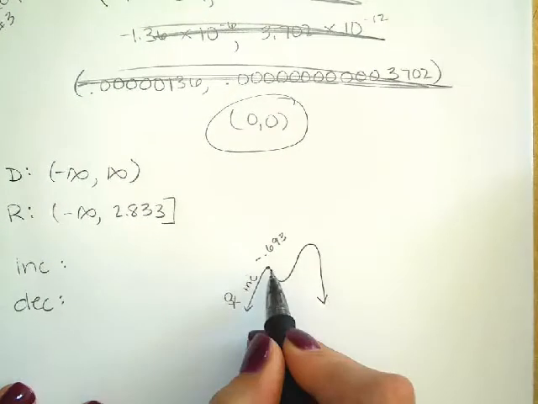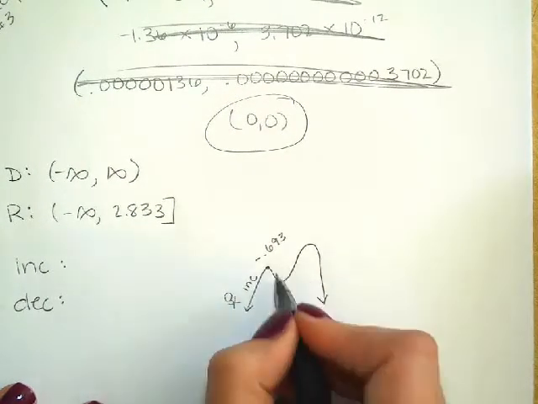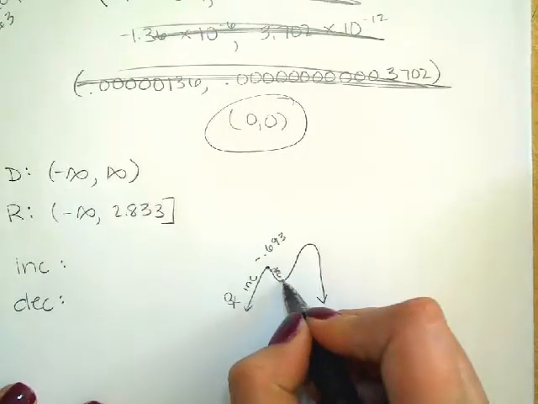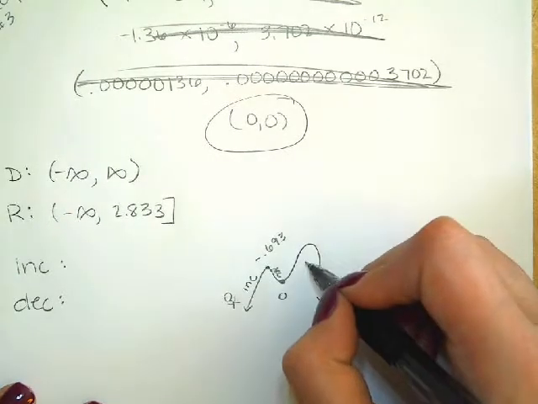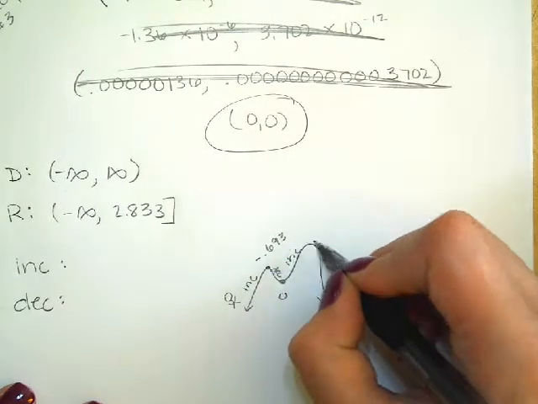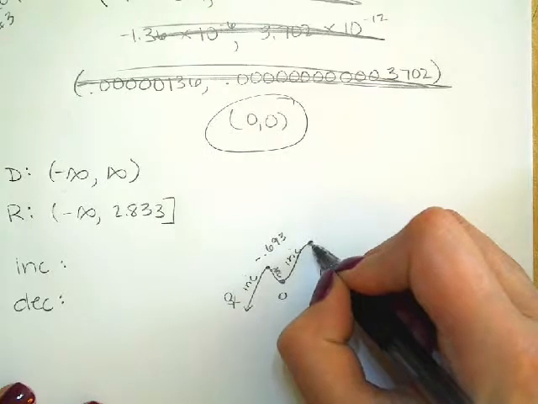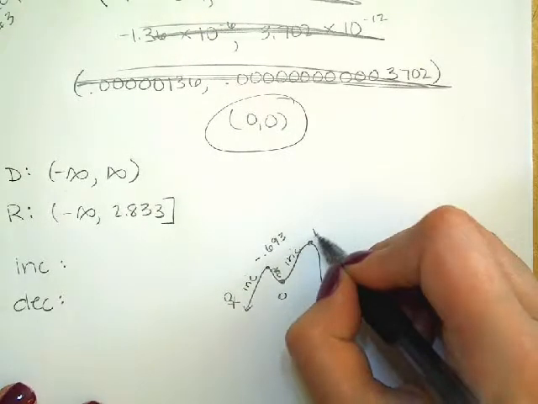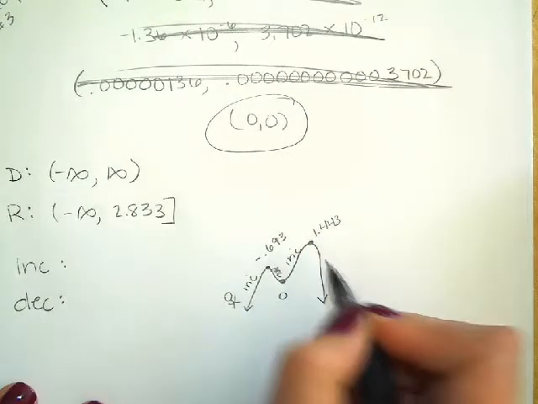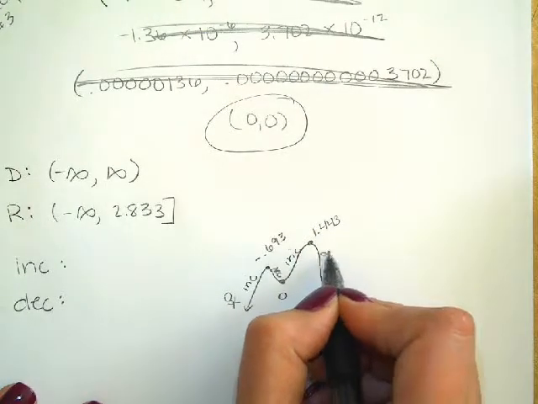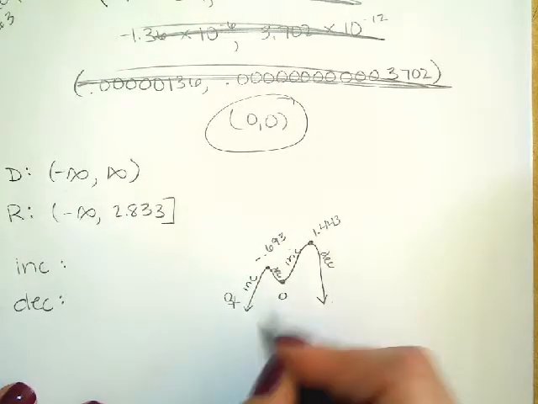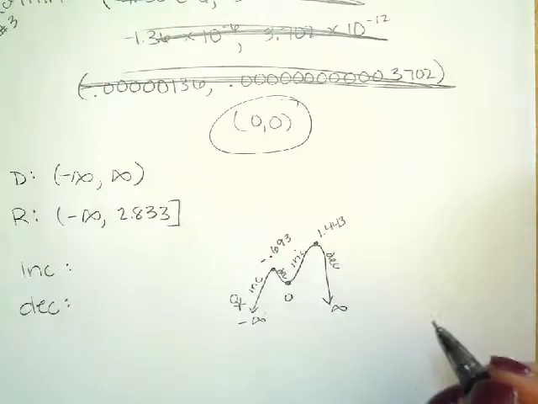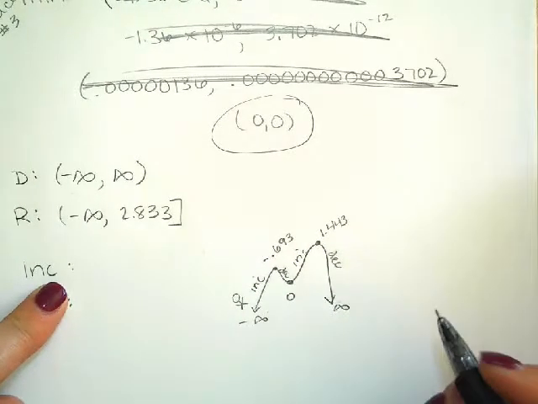0.693. Okay, and then what is he doing? Decreasing. And what is the x value right here? Okay, and then what is he doing? Increasing. And what is the x value up here? The x value, 1.443. And then what is he doing over here? Okay, and what are these two x values? Yeah, negative infinity, infinity.